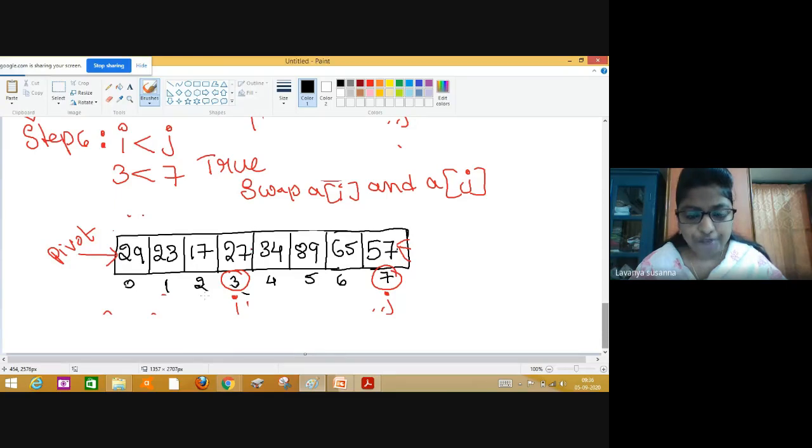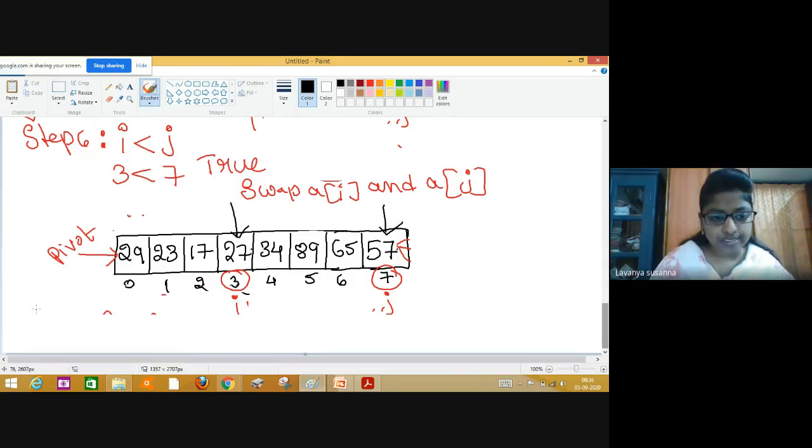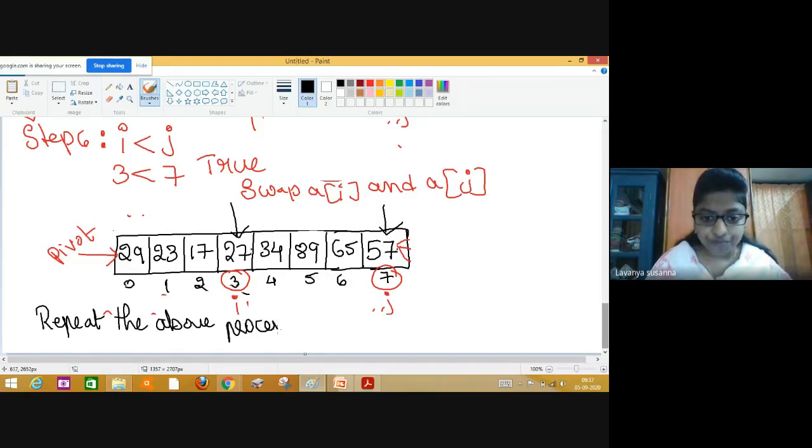Now, after exchanging, the I index value is exchanged to the J index, and the J index value has exchanged to the I index. See, this 27 and 57 exchanged. Now, repeat the above process from step 1. After exchanging I and J index values, repeat the above process from step 1.